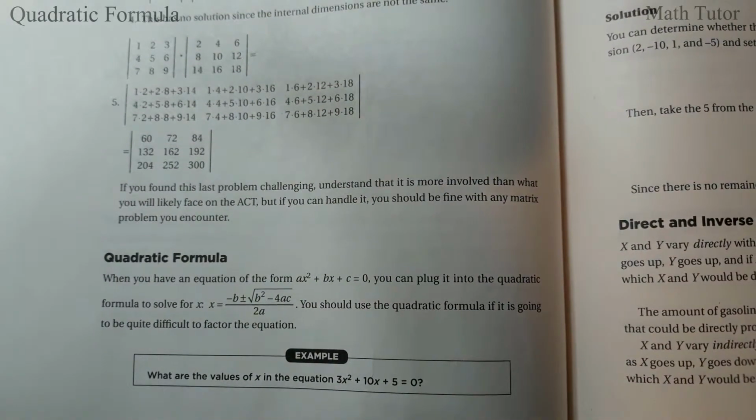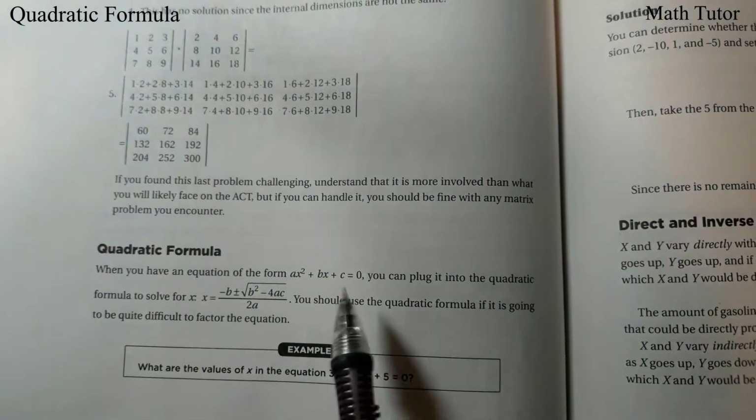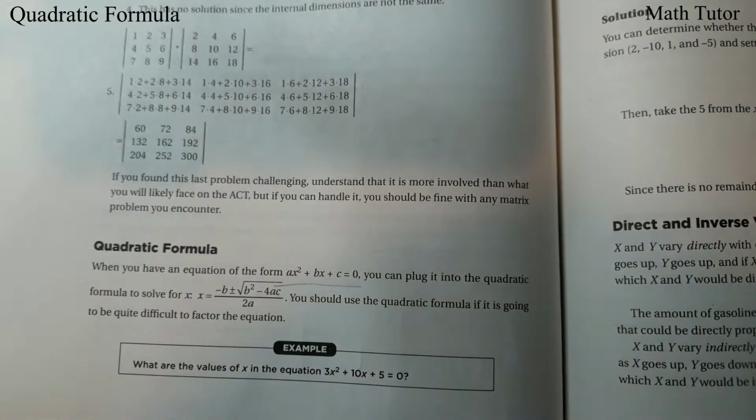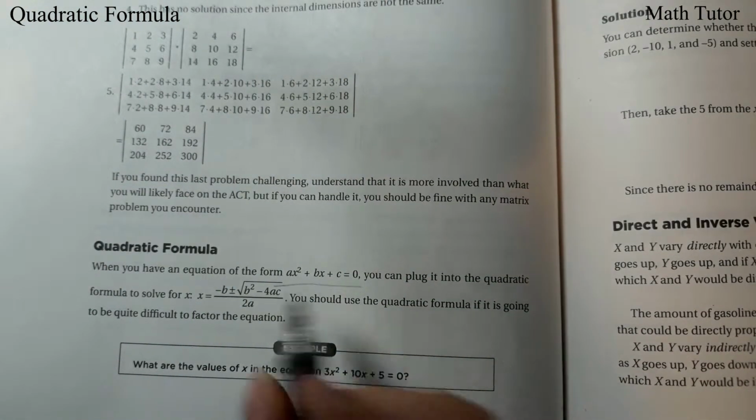We're going to talk about the quadratic formula. Okay, when you have an equation of the form ax squared plus bx plus c equals 0, you can plug it into the quadratic formula to solve for x. This is the quadratic formula.